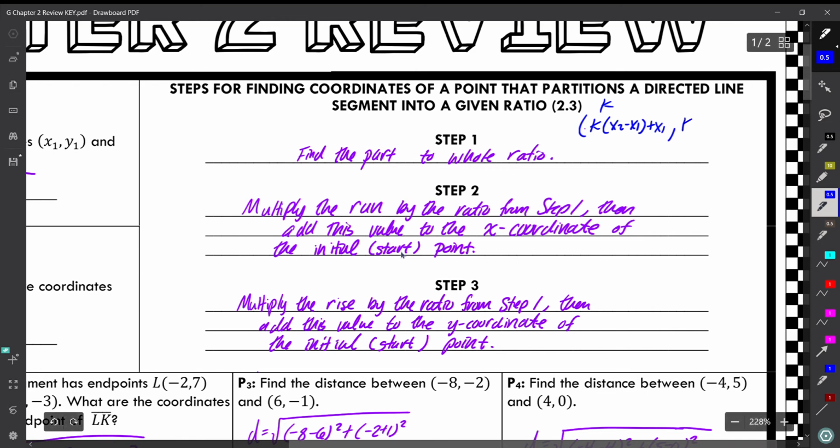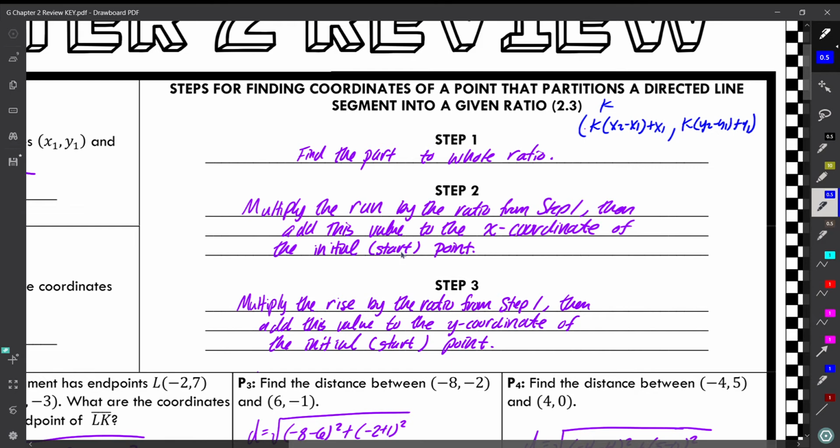Pretty similar thing for the y's, k times y2 minus y1. Then you add that to y1. That together and all in one step, all in one big formula that you don't necessarily need to remember, but that can give you the points that you need as well.